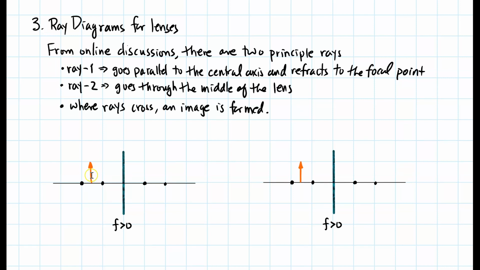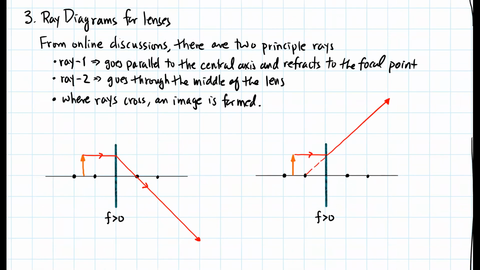Start off with an object that has a height of 1 square in orange for both of these lenses here. Let's draw ray 1 for the converging lens. If I look at ray 1 for the converging lens, you can see that it crosses the focal point on the other side. Now let's do it for the diverging lens. For a diverging lens, you can see that it still goes parallel, but now it diverges away, but if I follow this back, it goes to the negative focal point, whereas this one went to the positive focal point.